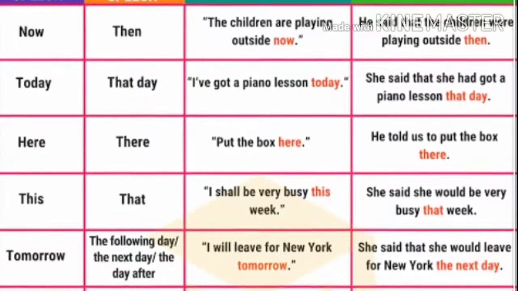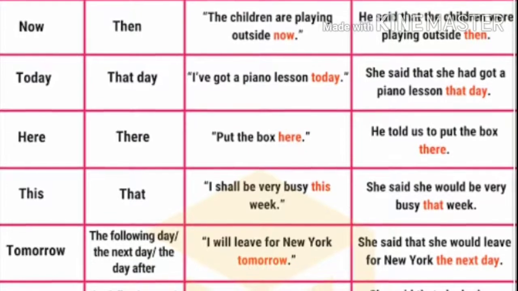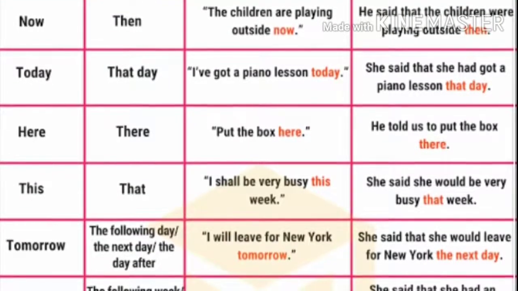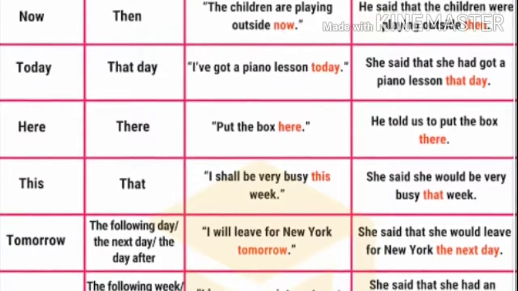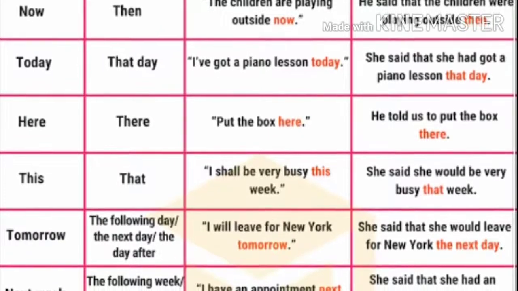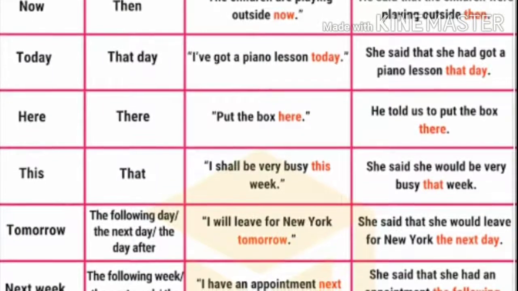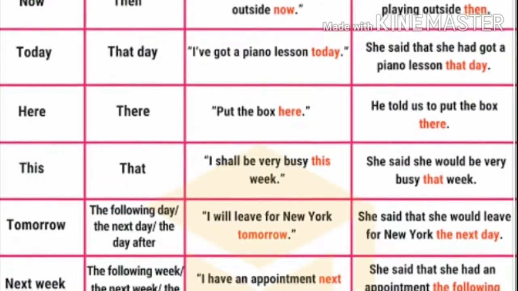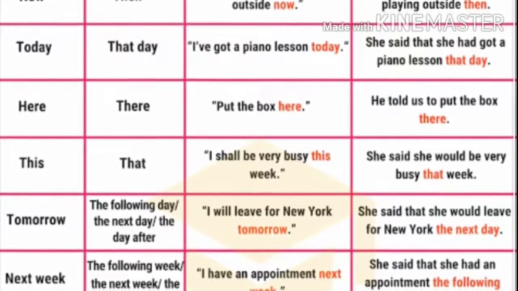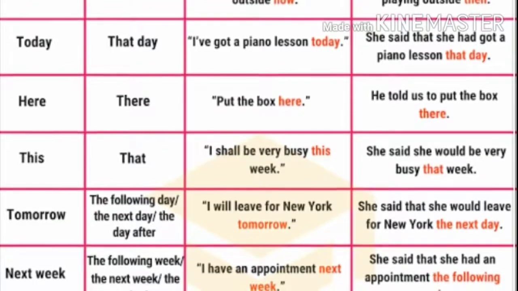Today will be changed to that day. Here will be changed to there. Put the box here. Its indirect will be he told us to put the box there. This will change to that. I shall be very busy this week. She said she would be very busy that week. So here you have seen how this is changing to that.